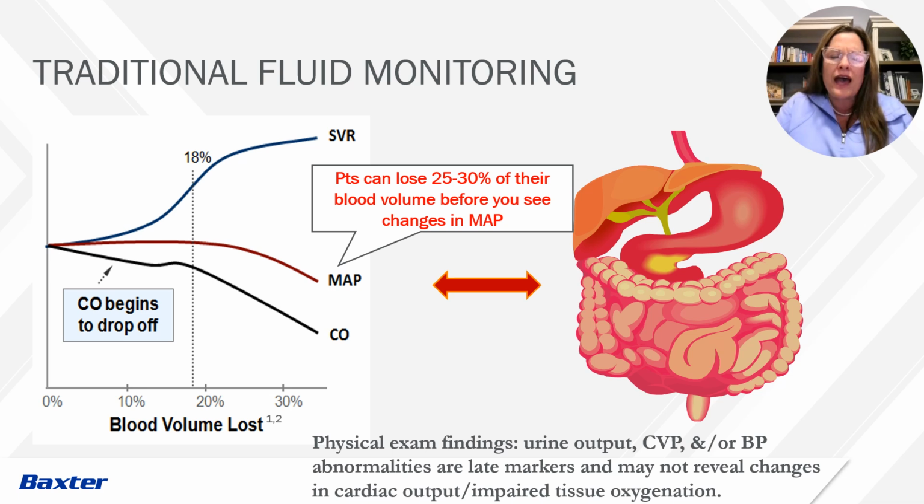Now, how can you know that? How can you know that the patient is not doing as well if you don't have them connected to hemodynamic monitoring? You're just not going to know cardiac output, you're not going to know stroke volume, and you're not going to know TPR or SVR. Now, we know that physical exam findings like urine output, CVP, and or blood pressure abnormalities, those are late indicators. They may not reveal changes in cardiac output or in impaired tissue oxygenation. So this is where hemodynamic monitoring comes in to give us that bigger picture.